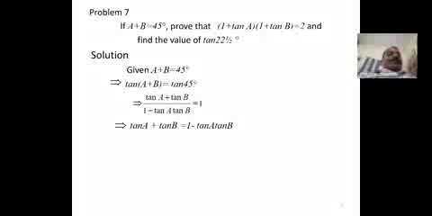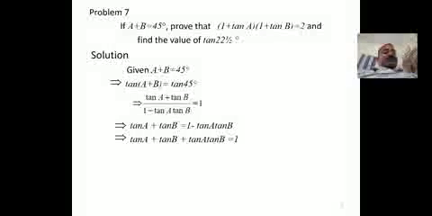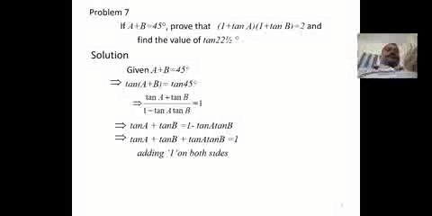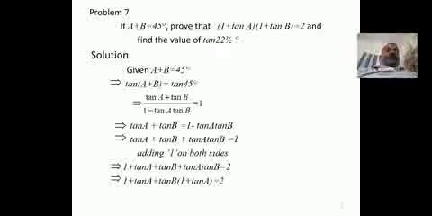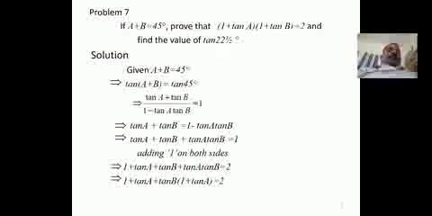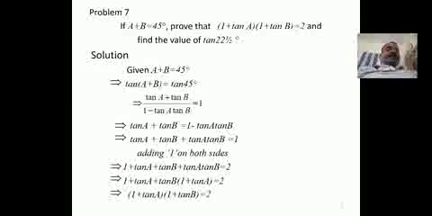By taking tan a tan b to the left hand side, it is tan a plus tan b plus tan a tan b equal to 1. And now add 1 on both sides. If you add 1 on both sides, 1 plus tan a plus tan b plus tan a tan b equal to 1 plus 1, which is 2. So by taking tan b common in the last two terms of the left hand side, you can get 1 plus tan a plus tan b into 1 plus tan a. By taking 1 plus tan a common, 1 plus tan a into 1 plus tan b is equal to 2. This is the required result.